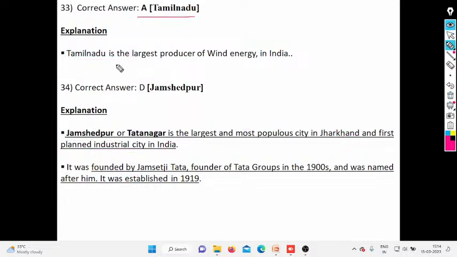Tamil Nadu is the largest producer of wind energy in India. In India, the largest wind energy production is in Tamil Nadu.